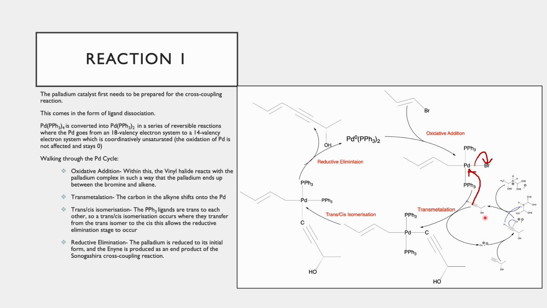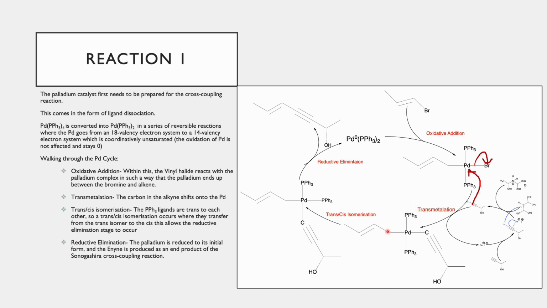This results in the formation of this product here, as the carbon has methylated onto the palladium complex for energetic purposes. Now, looking at this complex, we can see that the two phosphine groups are actually trans to each other.